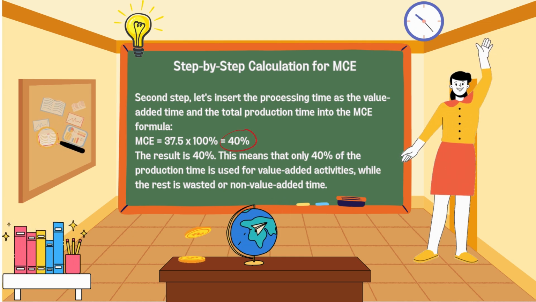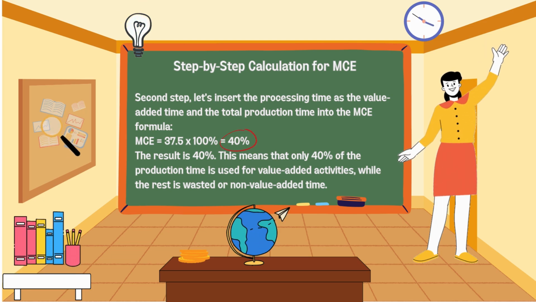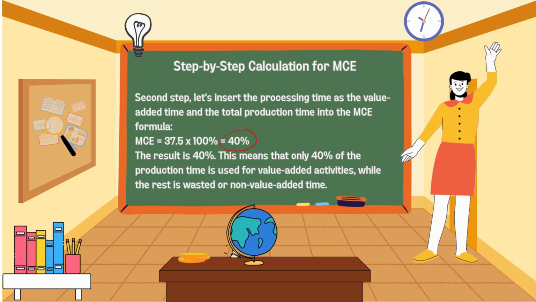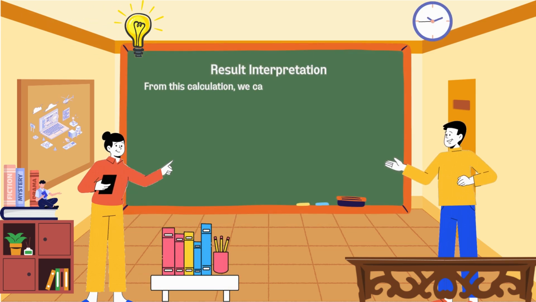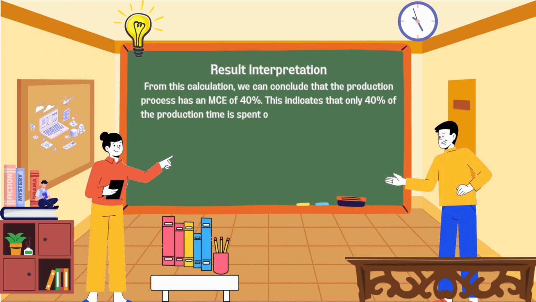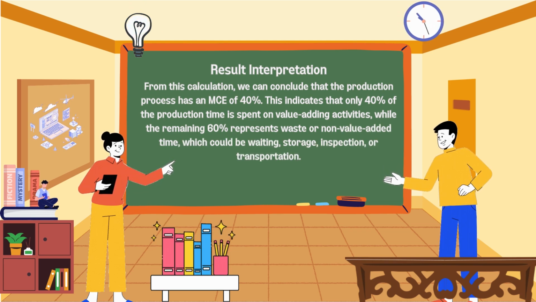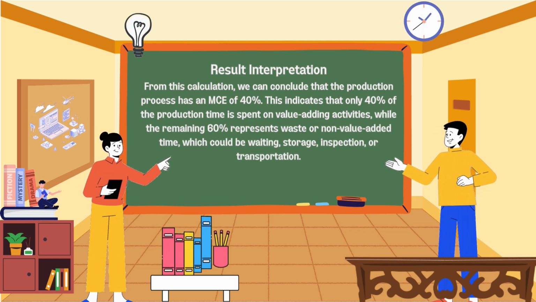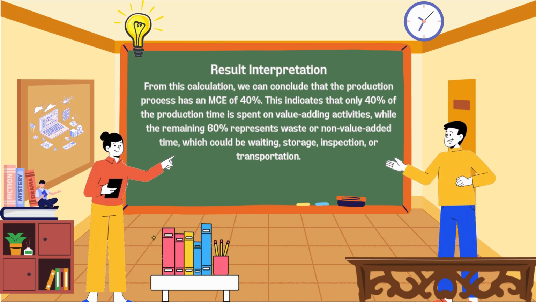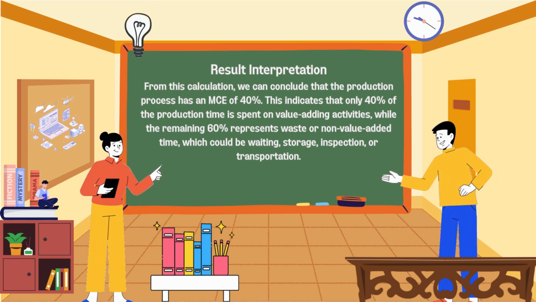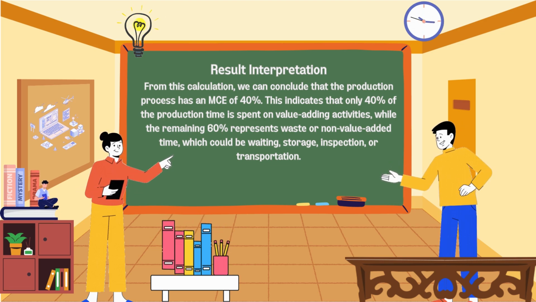The result is 40%. This means that only 40% of the production time is used for value-added activities, while the rest is wasted or non-value-added time. Result interpretation. From this calculation, we can conclude that the production process has an MCE of 40%. This indicates that only 40% of the production time is spent on value-adding activities, while the remaining 60% represents waste or non-value-added time, which could be waiting, storage, inspection, or transportation.